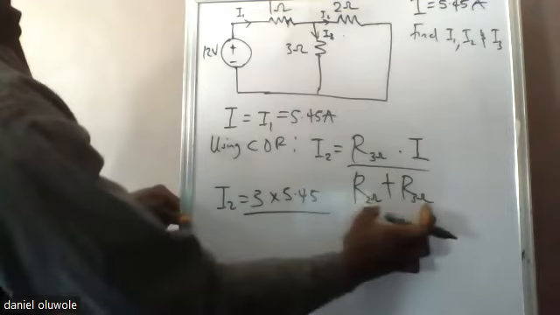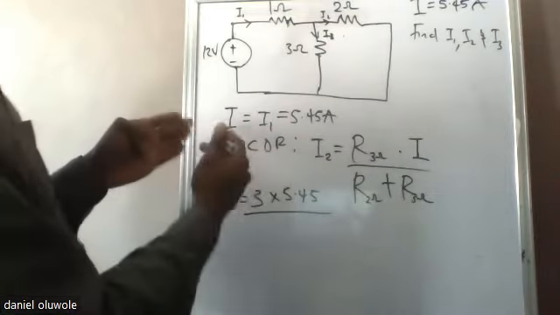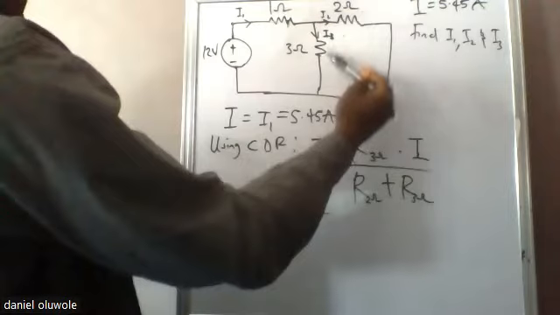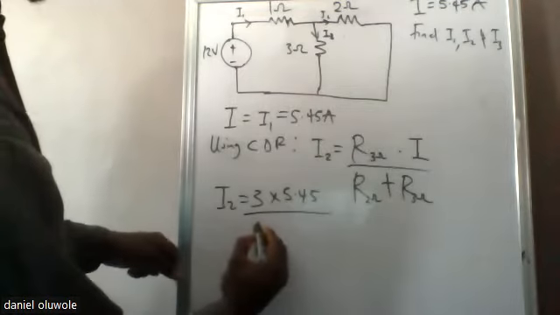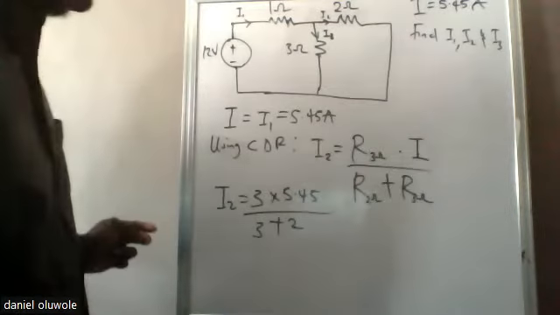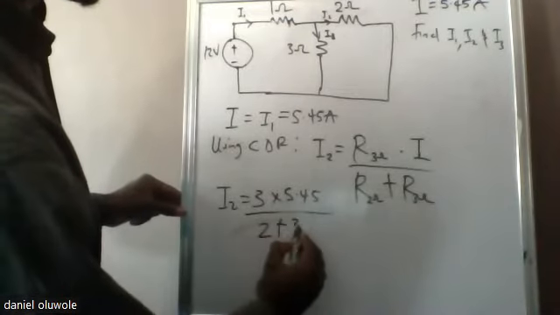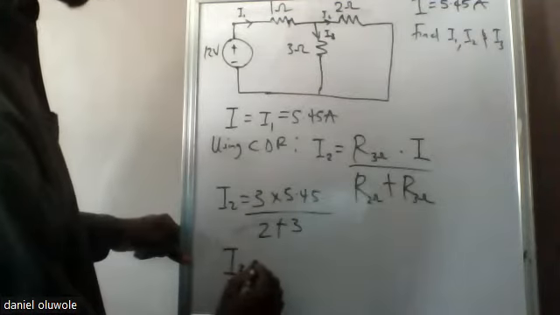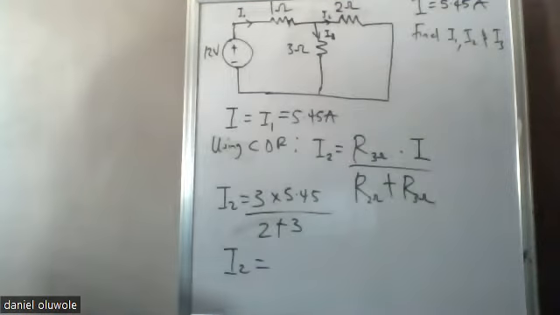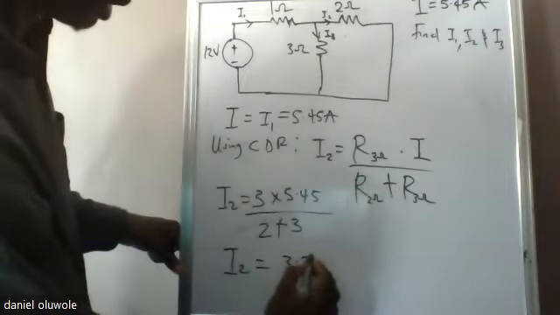divided by the sum of the two parallel resistors. We use the current divider rule when we're dealing with parallel connections. So the sum of these two parallel resistors will be 2 plus 3. And so our I2 will give us what now? 3.27. Exactly. 3.27 amps.